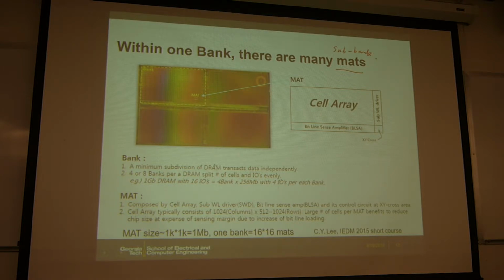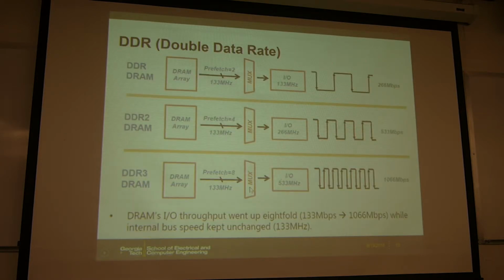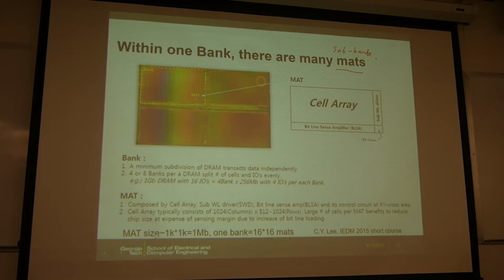So for example, in this case, this 256 megabit bank, we break it into many mats, and each mat, the typical size is like 1 kilo by 1 kilo. So you have 1 megabit, and in one bank you may have 16 by 16 mats. So you totally have this 256 megabits. So this mat is the smallest array you will see.